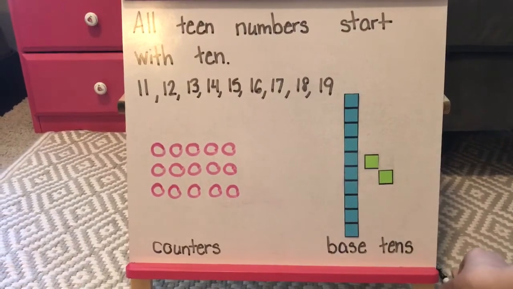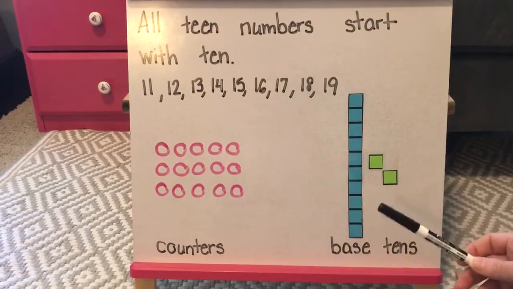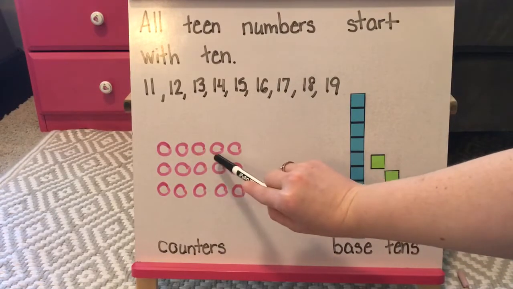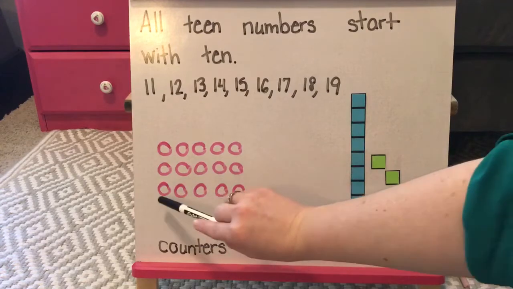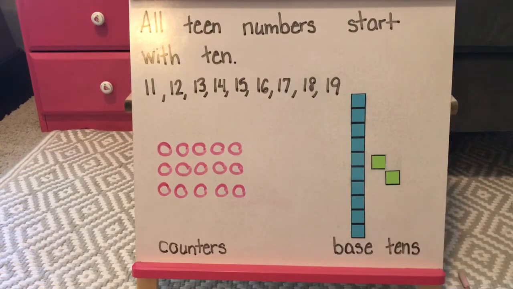So here I've given you an example of some counters. Now if we count those counters, let's do so. 1, 2, 3, 4, 5, 6, 7, 8, 9, 10, 11, 12, 13, 14, 15. That number is showing 15. Now, counters is one way to show that number, but I can even take it a step further and break this into tens and ones.